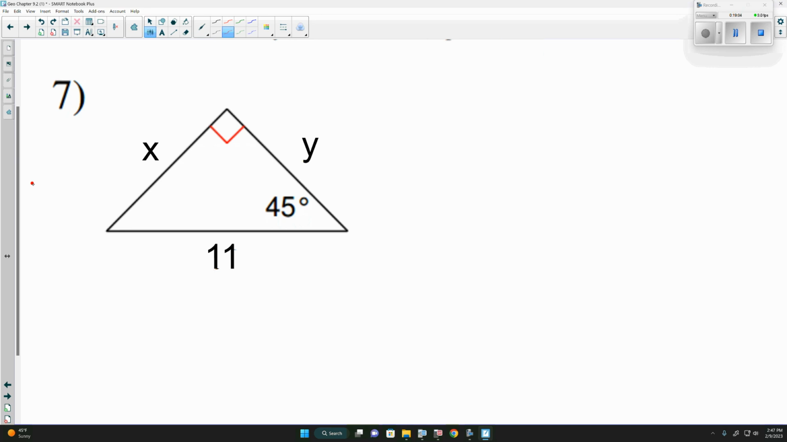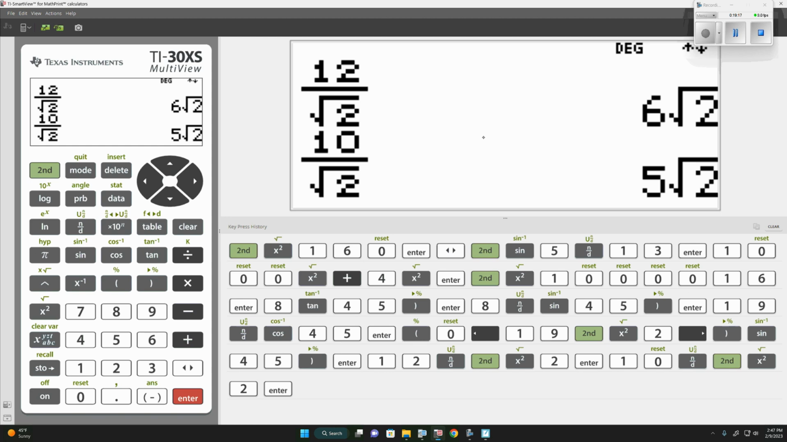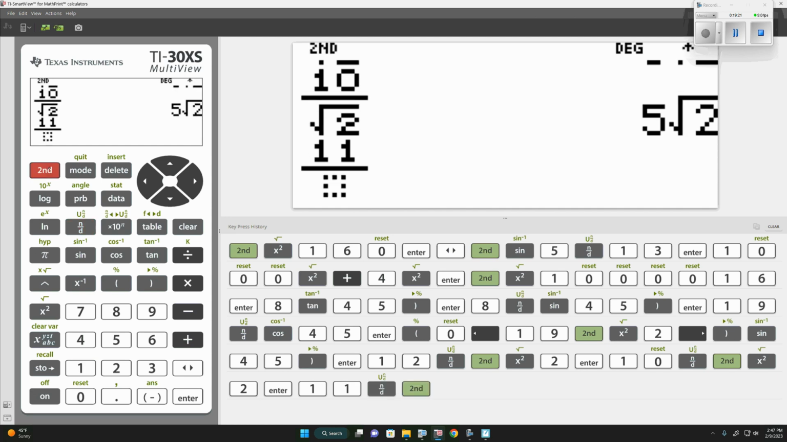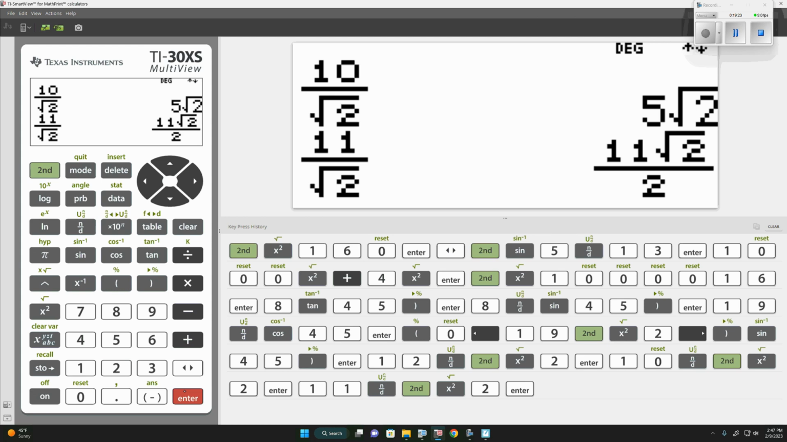So this time we have the hypotenuse is 11, yes? Because we know the hypotenuse is whatever the leg's length is times the square root of 2. Or we can say the legs is the hypotenuse divided by the square root of 2. So again, in the calculator, we'll do 11 over the square root of 2 and get 11 square root of 2 over 2.